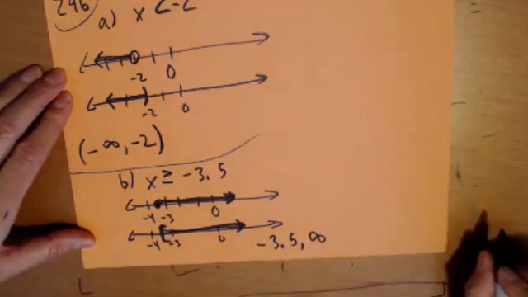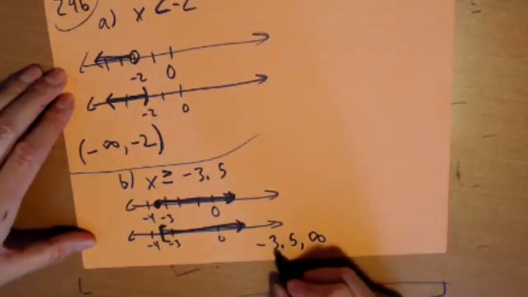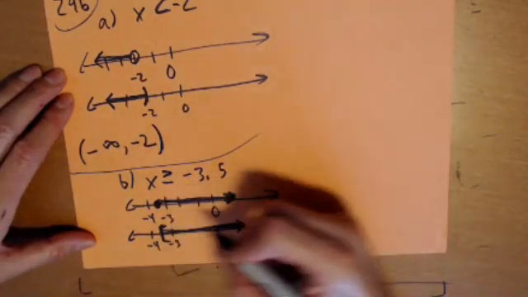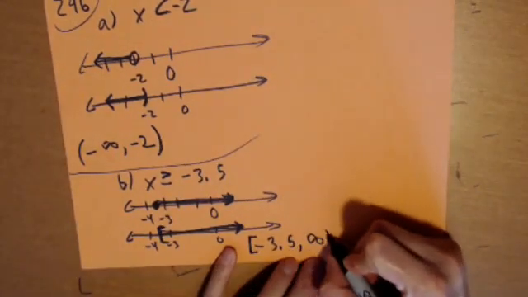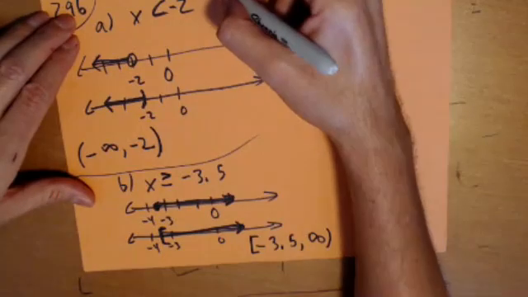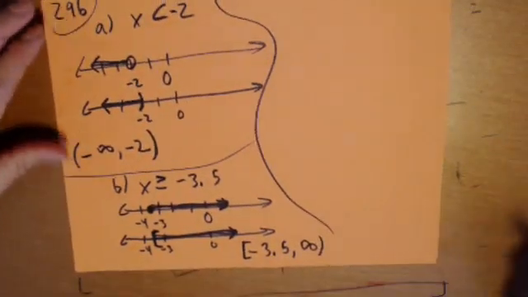Little sideways 8 there. That's pretty ugly. We're actually touching the negative 3.5, solid dot bracket, so you put a bracket there, make it look brackety. And you can never touch the infinities. Parenthesis. Okay, so now I think we got the game.